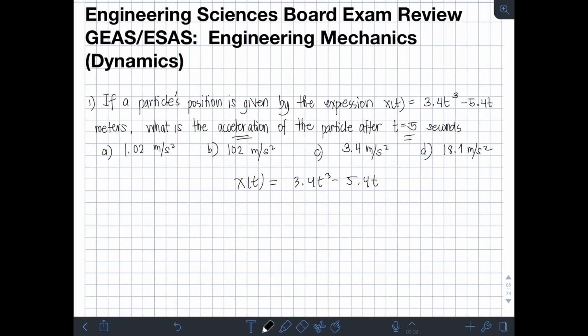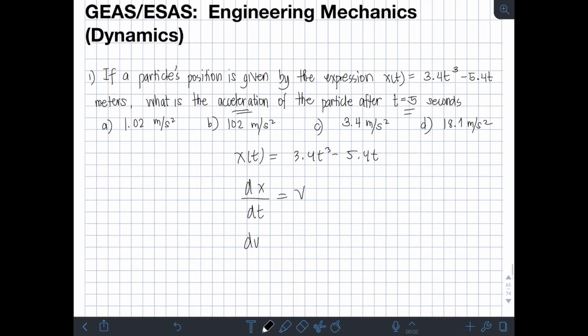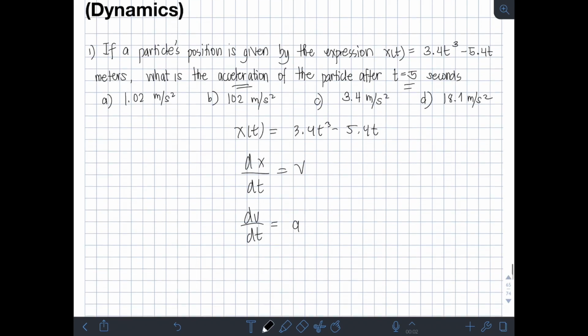So, apply natin dito yung relationship na yung derivative nitong position x of t ng particle, let's say derivative of x with respect to time, is equal sa velocity. And then, yung derivative nitong velocity with respect to time is equal to acceleration. Or, ibig sabihin, itong acceleration is equal sa second derivative nitong x of t with respect to time. So, hahanapin natin yung function a by getting the second derivative of x of t with respect to t.